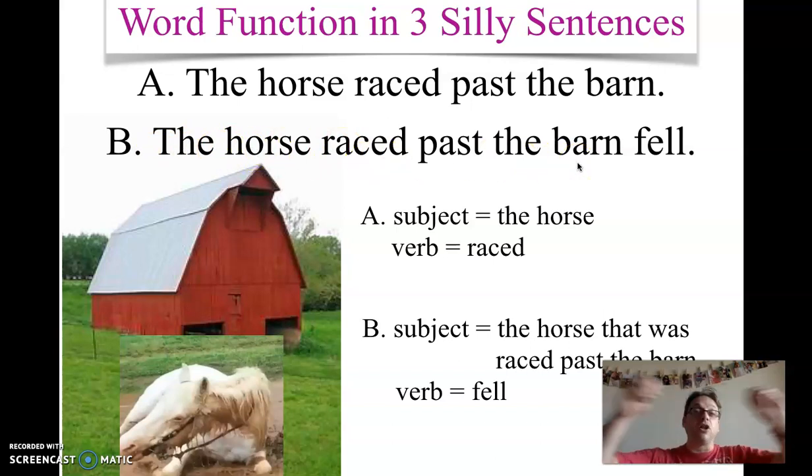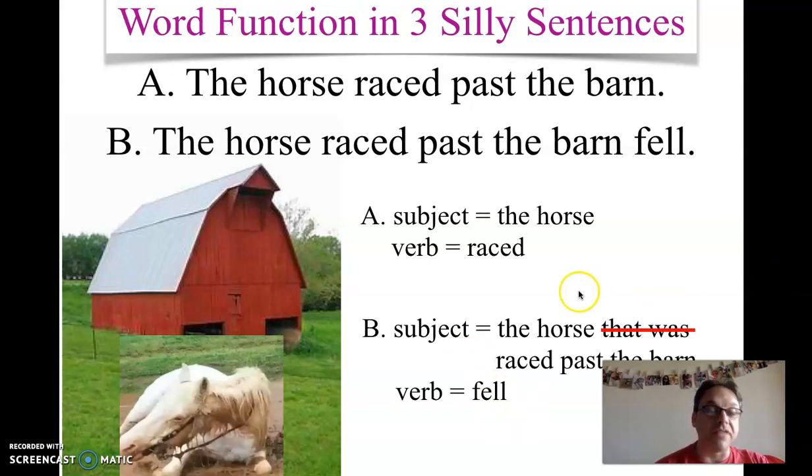Because what we would say in a longer version is the horse that was raced past the barn. This would be the whole sentence. We've reduced it here. Reduced means to shorten, to contract, or shrink something. And we do that often by getting rid of these two verbs, the auxiliary and the be verb. And we just say the horse raced past the barn, and now we have the verb fell. Again, we just often get rid of these two verbs here.